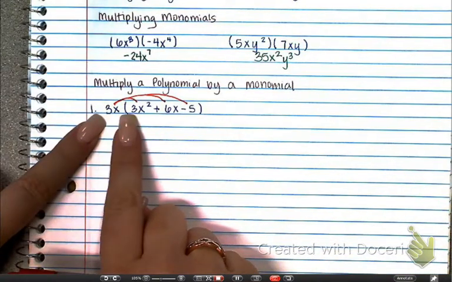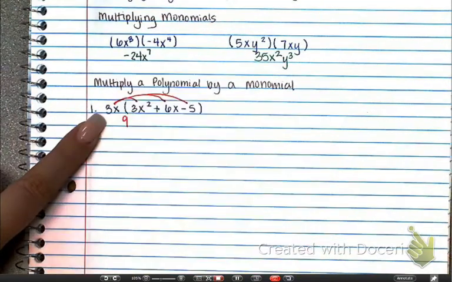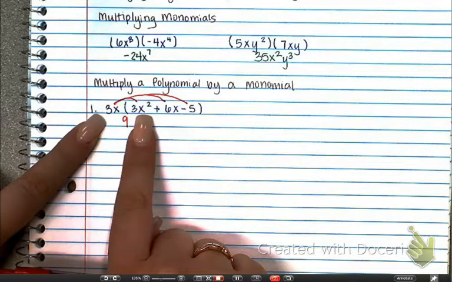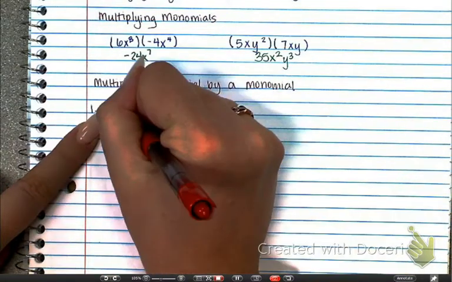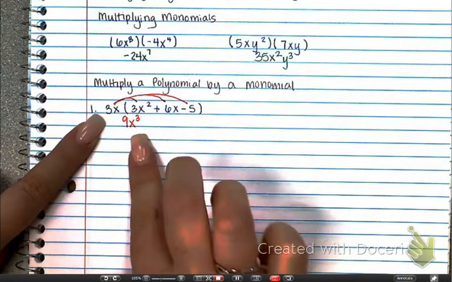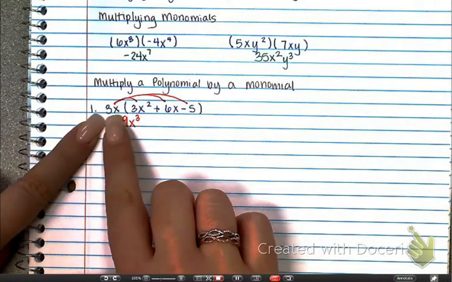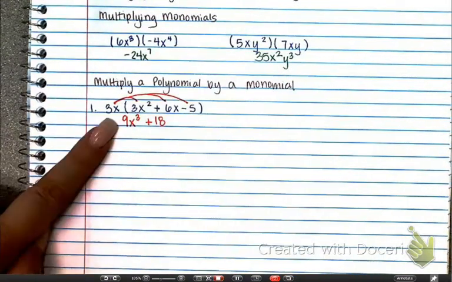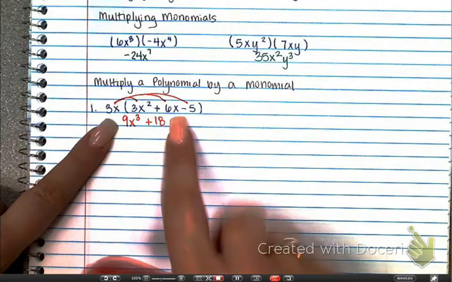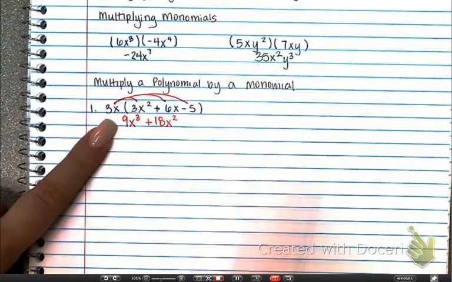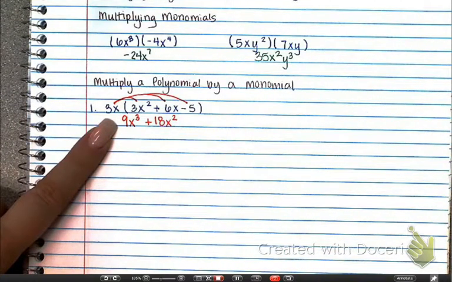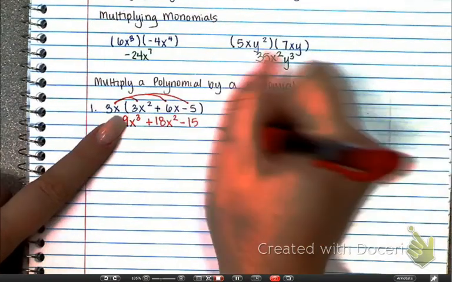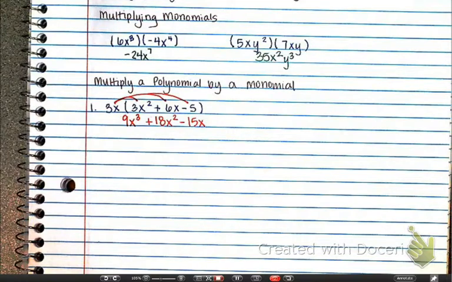Multiply your coefficients. So 3 times 3 gives me 9. I have an x to the first, and I have an x squared giving me x to the third. Good. So the 1 plus 2 gives me 3. Second term, 3 times 6 is 18. I have an x and an x. Good. X squared. You're counting up your x's. And then 3 times negative 5 is negative 15. And then I have that x on the outside that I'm just going to attach.